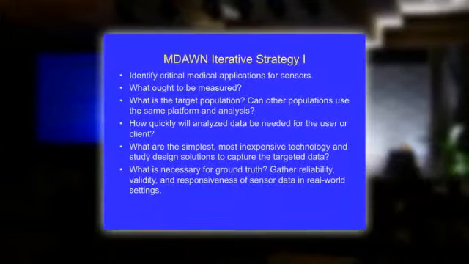So what have we been doing with our wireless health center? Well, we basically have an iterative strategy. And the idea is you identify a problem that you think is important, you figure out what you want to measure, and then provide a device that might be able to do that. You think about your target population. You know, who do you want to do this with? And then you think about, are there other populations that might benefit from this?